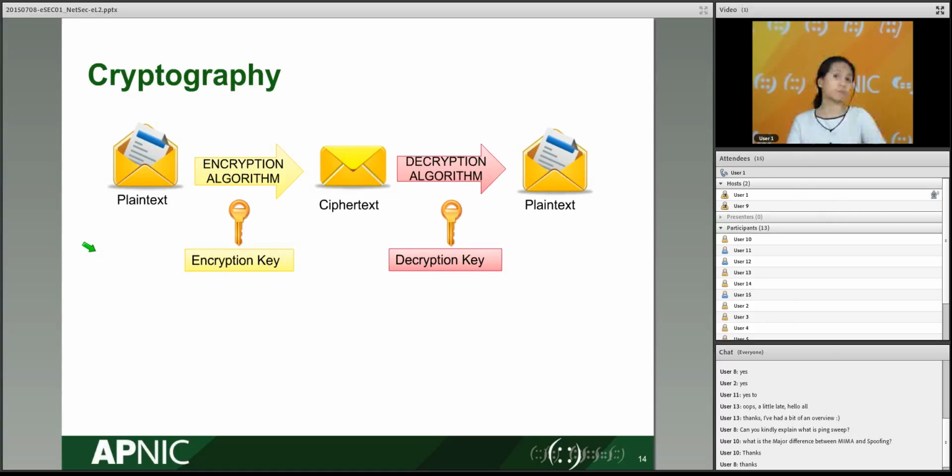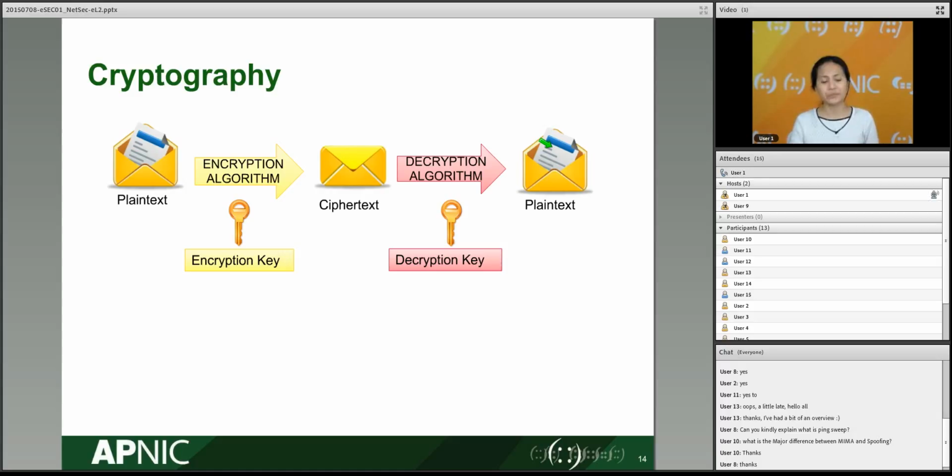But mostly, this is about confidentiality. So if your message goes through some kind of algorithm, and then you have a ciphertext. This is sent through the wires. Once it's received by your recipient, the destination, it will be decrypted so that you get a plain text.